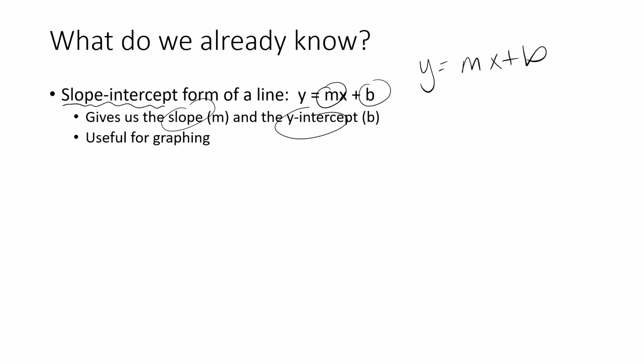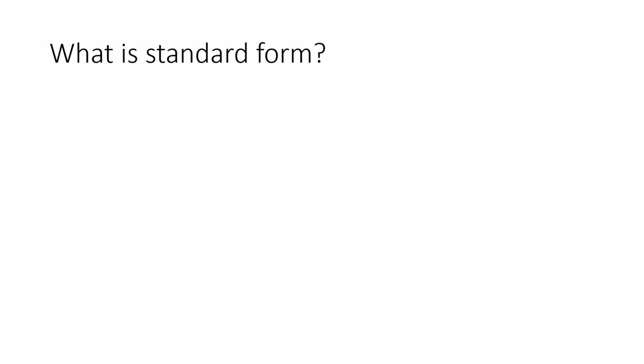It's also very useful for graphing because when we graph from slope-intercept form, we are able to simply plot the y-intercept and then count the rise over the run to get the slope, and that gives us our 2 points. So it's one of the most popular forms of equations of a line because it does give us that key information, and it is really easy to go from that into the graph.